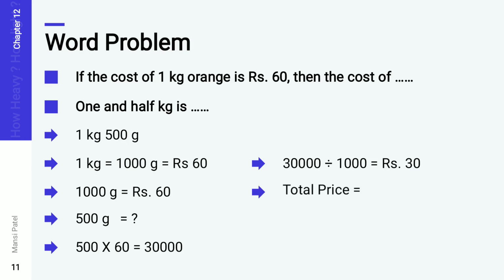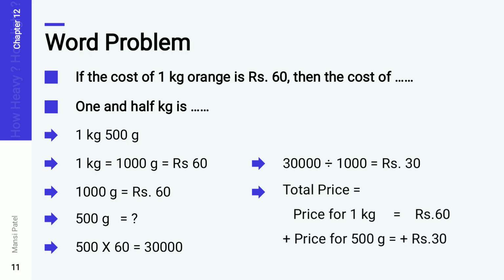Now you have to find out the total price. Total price for what? Total price for 1.5 kg. So the price for the 1 kilogram is rupees 60 and the price for 500 gram is rupees 30. So do the addition. 60 plus 30, that is 90. So we can say that the cost of 1.5 kg is rupees 90.